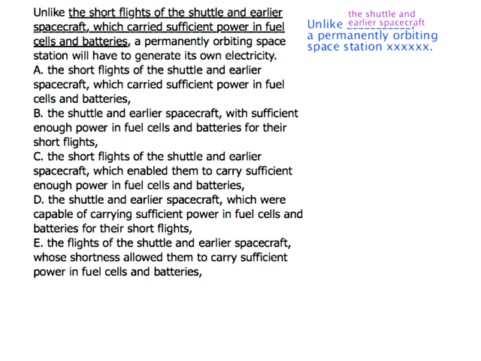So we need the actual things that are being contrasted with the space station, i.e., not the flights, not the flights, not the flights. So those three choices are the incorrect wrongness of incorrectitude. That leaves us with B and D, boy and dog. So the shuttle and earlier spacecraft. If you look at what is actually different between B and D, "in fuel cells and batteries for their short flights" is identical.